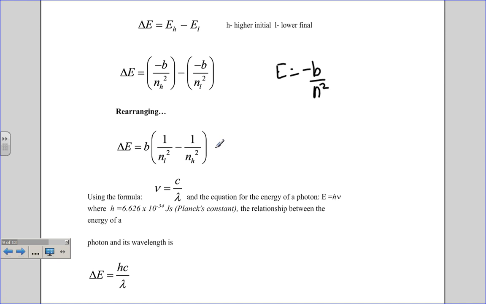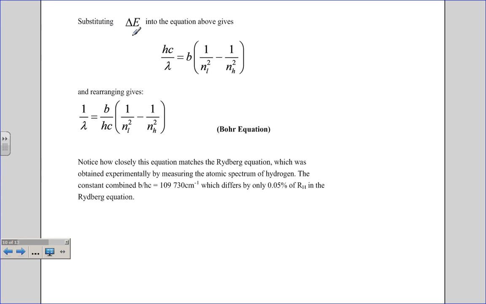Now, ultimately, we want to be able to figure out the frequency or the wavelength of this light. So what we're going to do is use our formula of E is equal to hc over lambda, which we derived earlier, and sub it in here. So when I substitute that in, I have hc over lambda is equal to B times 1 over nl squared minus 1 over nh squared.